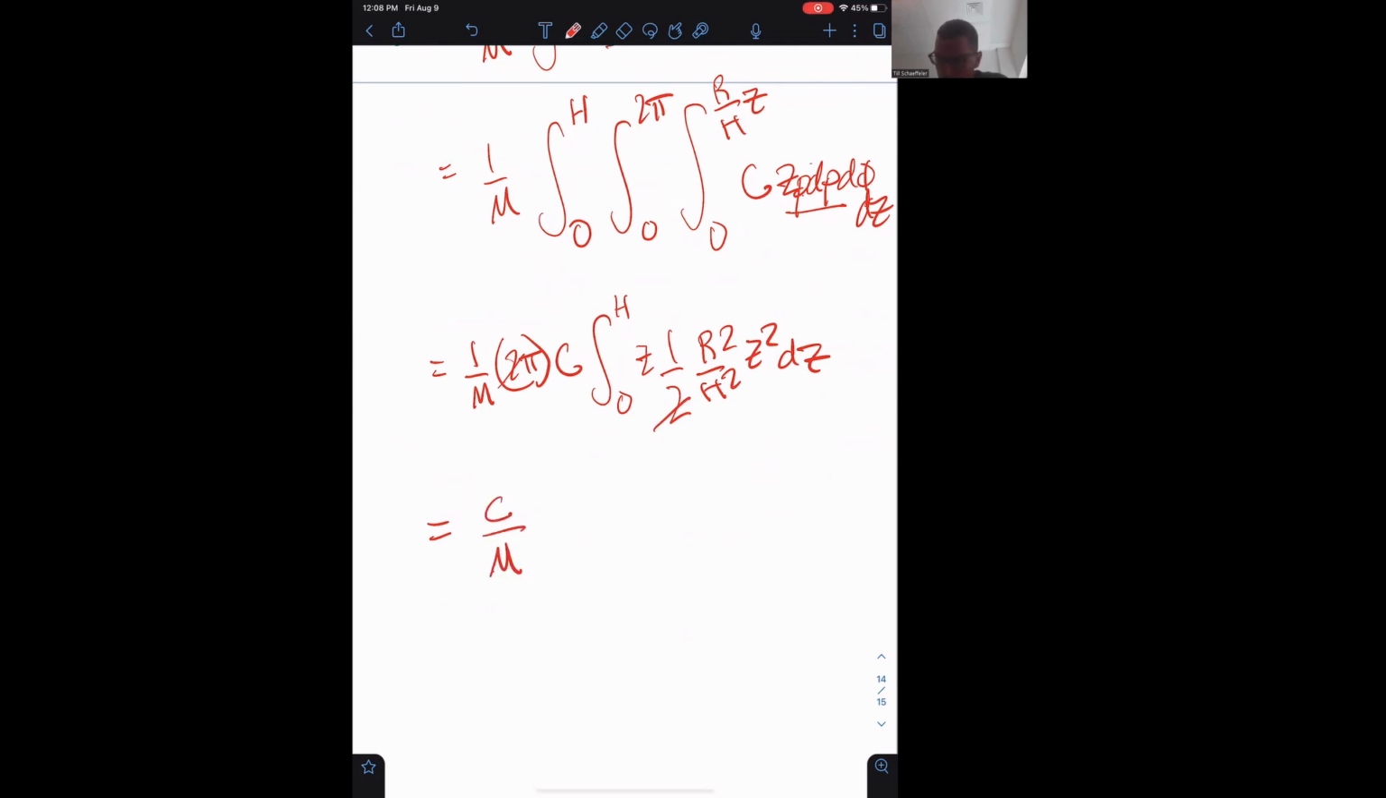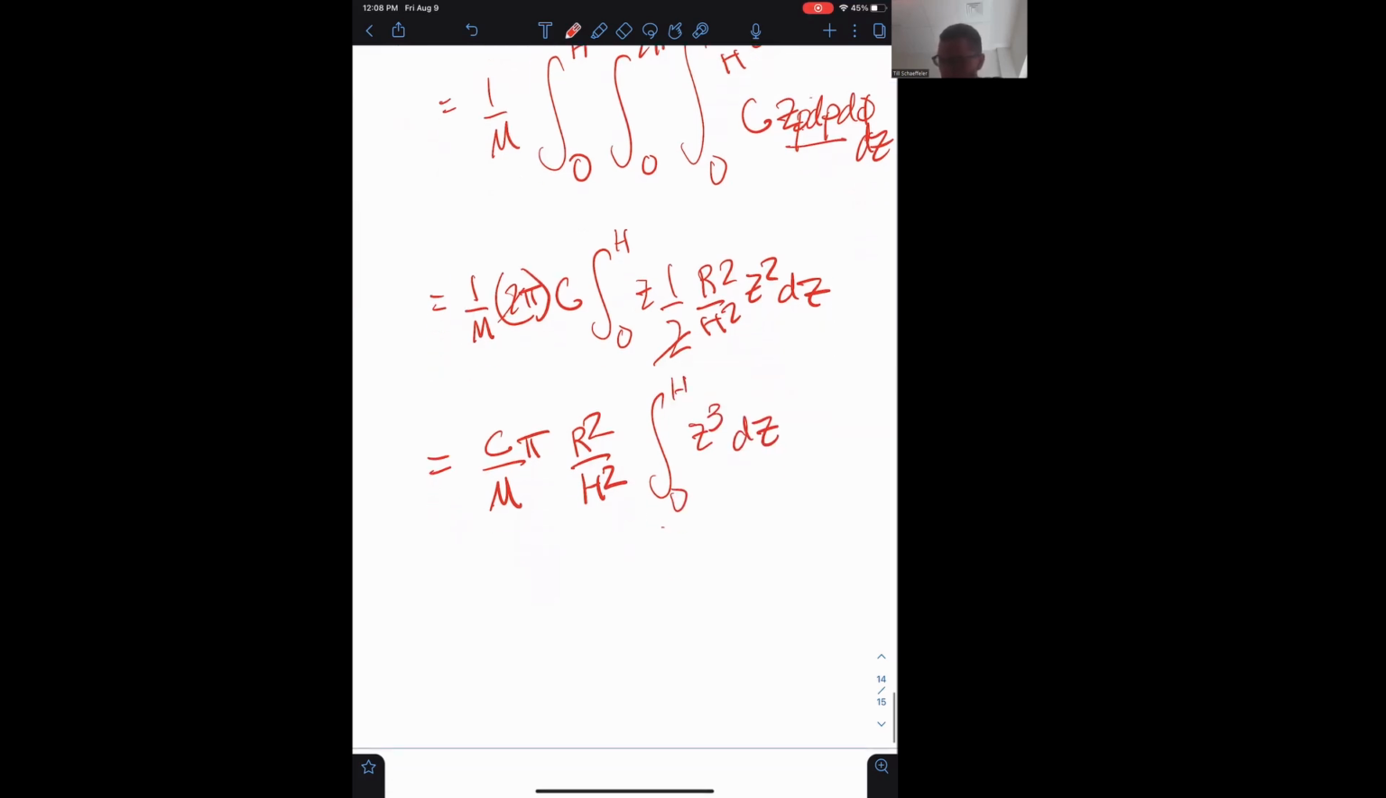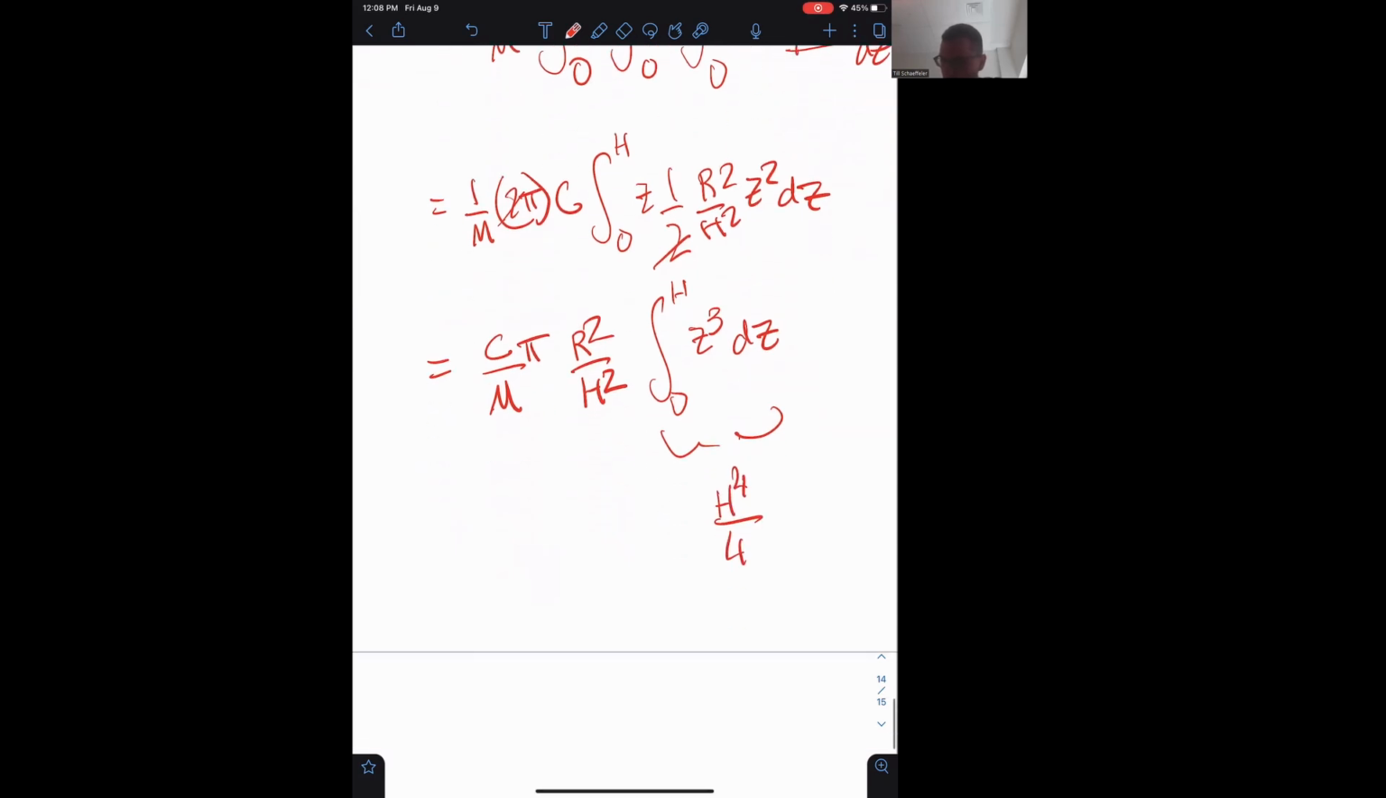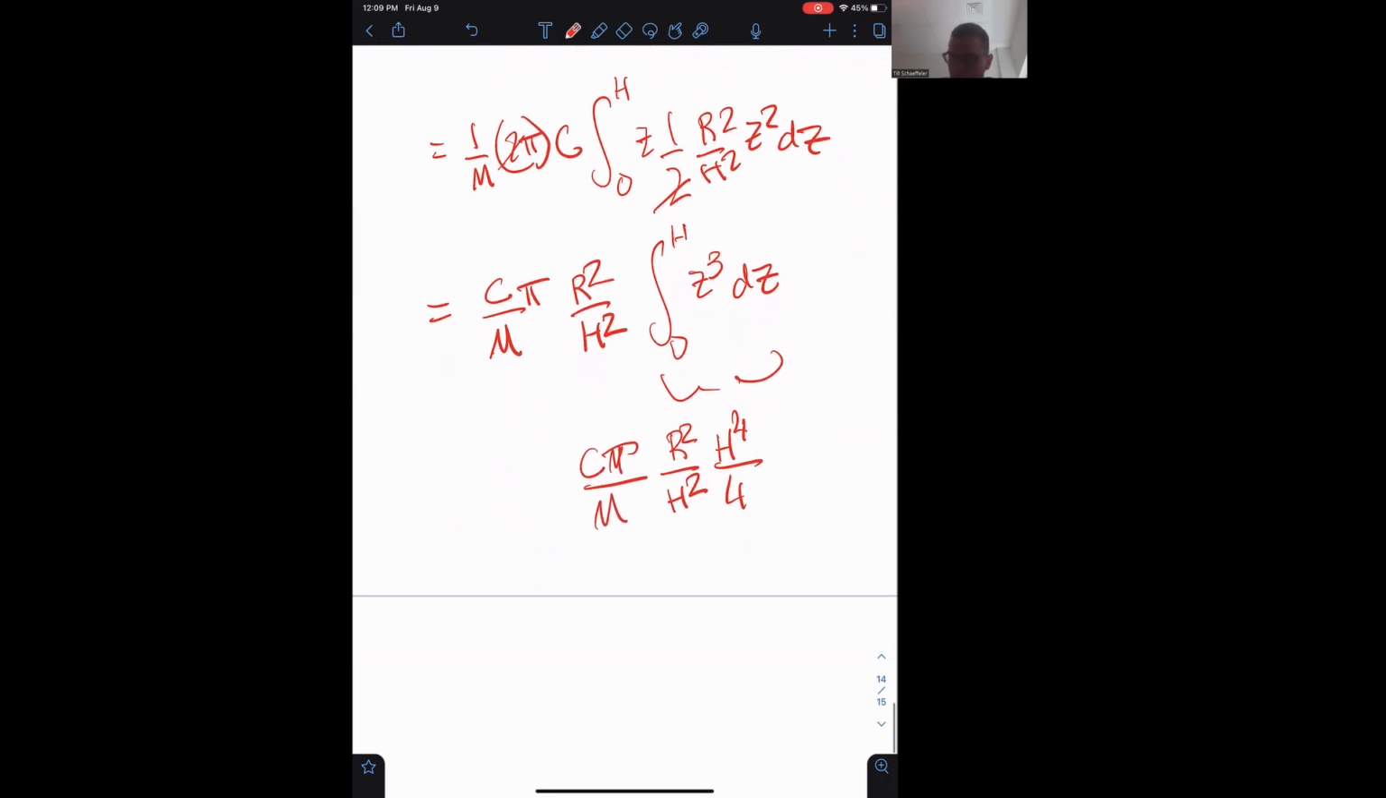Pull everything out that doesn't depend on z, cancel out these 2's. We get m pi r squared h squared. So we get c times the integral of z cubed, which is equal to h to the 4th divided by 4.